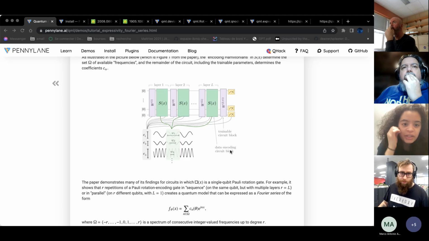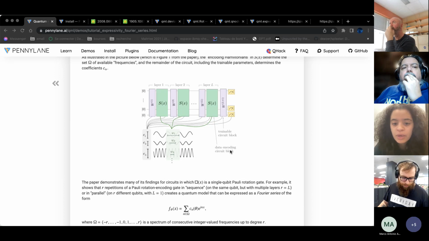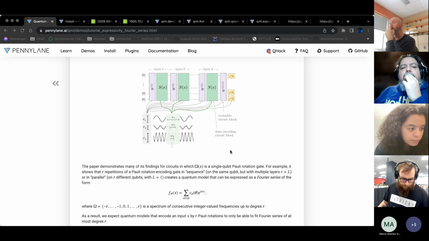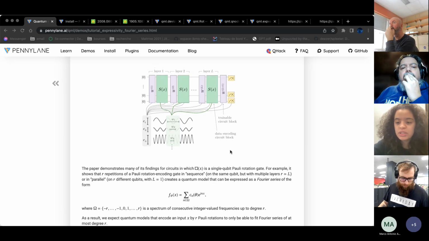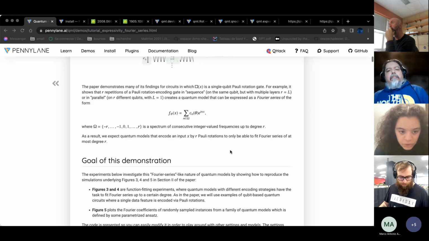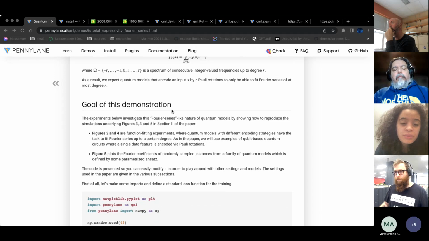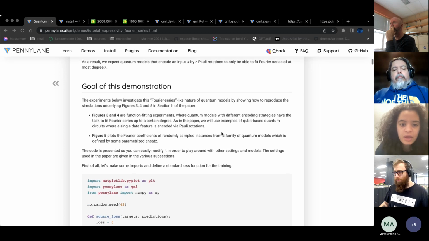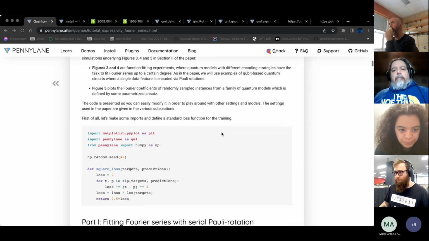So they use PennyLane in this notebook. In our case, we will use Qiskit, which is not the same library, but we're going to talk about it a bit later. To pass from PennyLane to Qiskit is, I won't say easy, but quite doable. As they say, the goal of this demonstration is to investigate the Fourier-series-like nature of quantum models, basically the ability to express Fourier series with quantum models and the correlation with the number of layers.